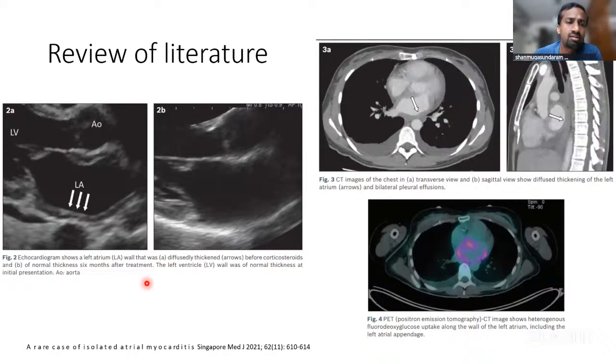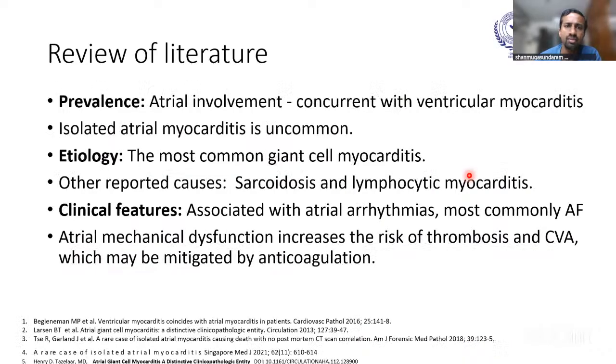In fact, when we went through the literature, there was a similar case just reported with a similar layering appearance within the left atrium because of LA myocarditis. Again, PET scan showed an uptake in the left atrium alone, with CT again showing thickening of the left atrial wall, where they diagnosed it as atrial myocarditis. So there was a series from the Mayo Clinic where the most common etiology was noted to be giant cell myocarditis.